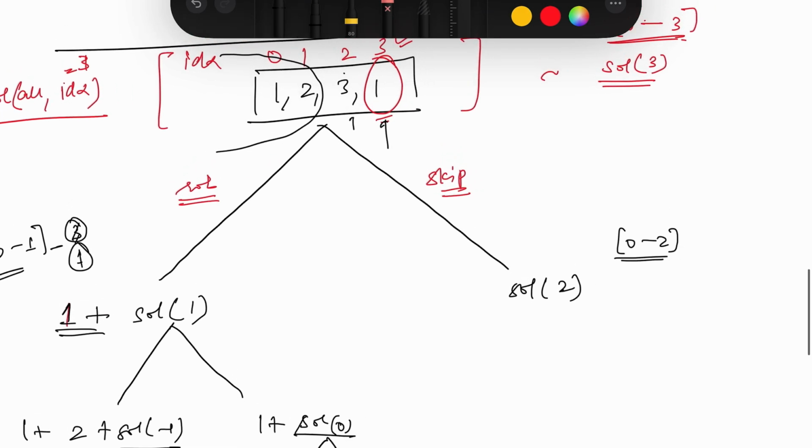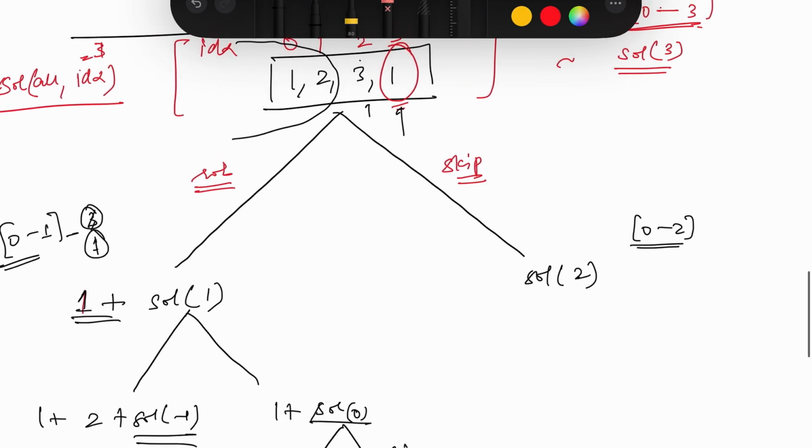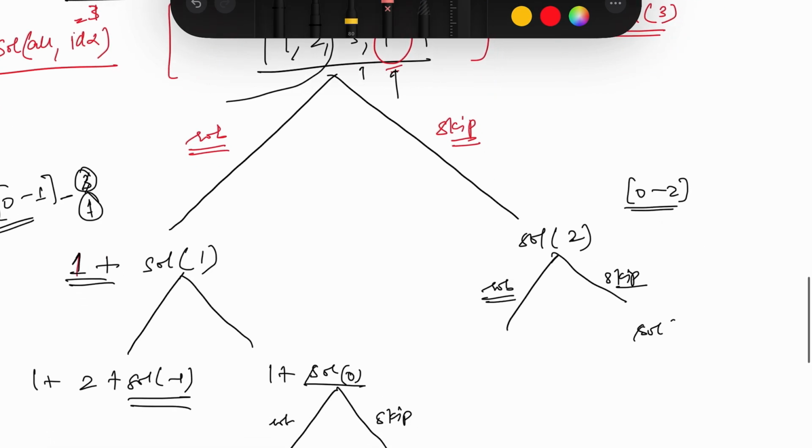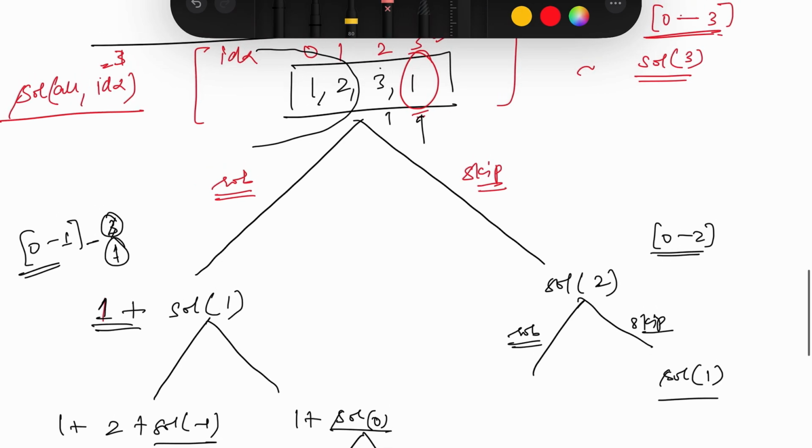Now we have to get the solution from 0 to the 2nd house. Now we have two possibilities. Either we rob the house at index 2 or we skip it. If we skip it, it will be equivalent to solution of 1. If we rob it, then it is equivalent to 3, the amount of money we got, plus solution of 2 minus 2, which is 0, solution of 0.